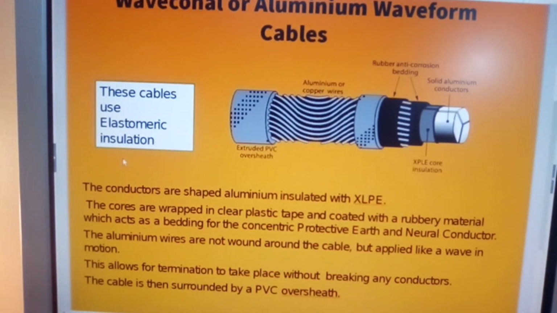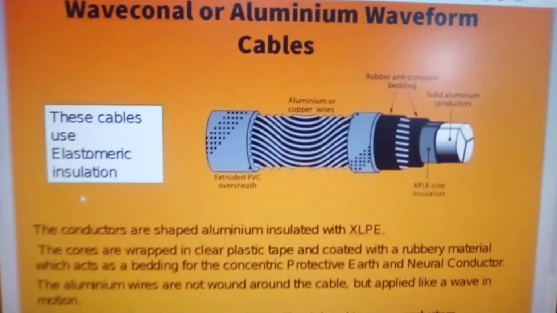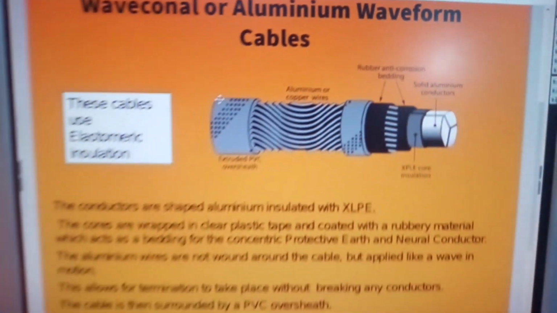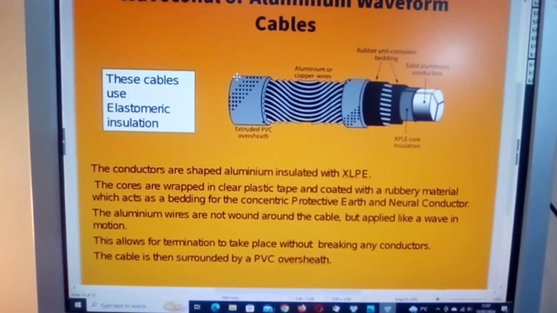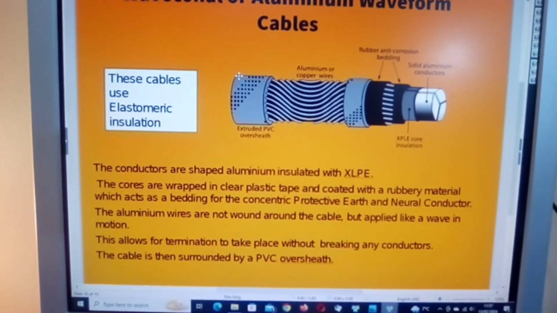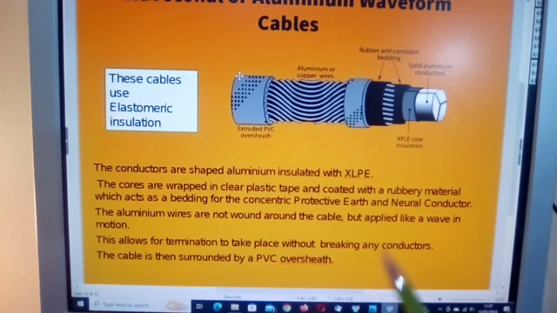Wave cone or aluminium waveform cables. And here we have our waveform cable. These cables use elastomeric insulation. The conductors are shaped aluminium insulated with XLPE.